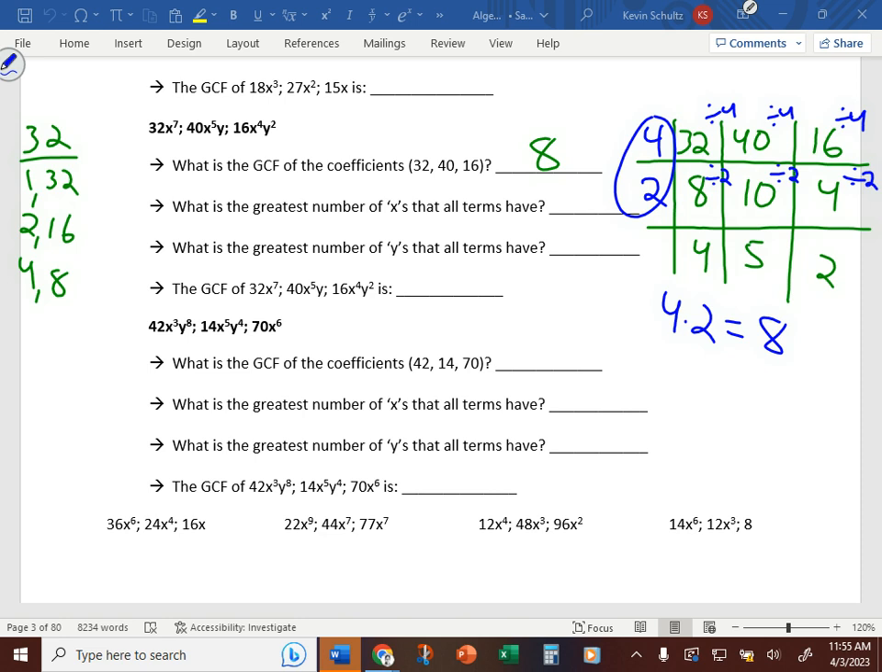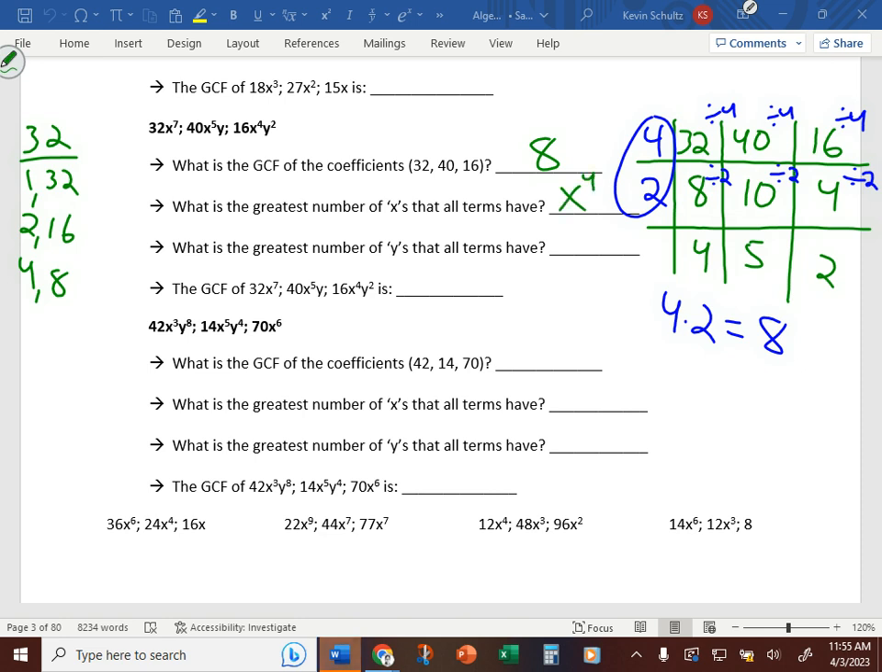What is the greatest number of x's that all terms have? Now we've looked at our coefficients. Bella, Jeffrey, now we're looking at our x terms. What's the greatest number of x's that all terms have? Abby? 4. They all have at least 4. Some have more, right? This has got 7, that's got 5, but they all have at least 4. Okay? So we're pulling out an x to the 4th. That looks too much like x times 4.